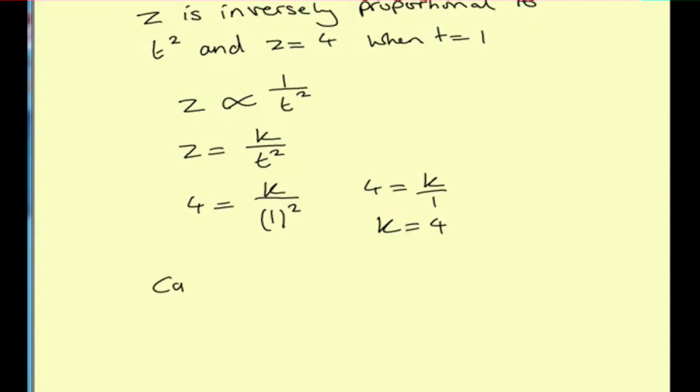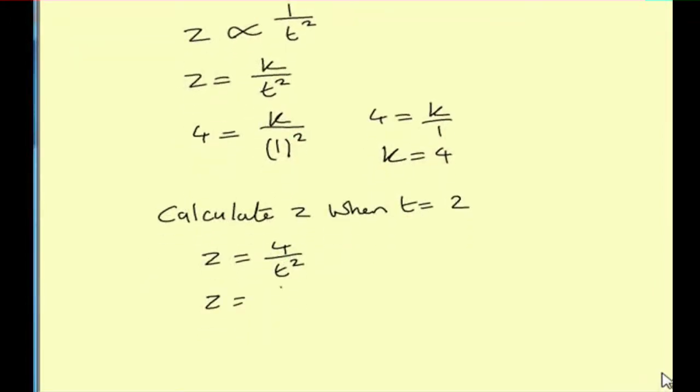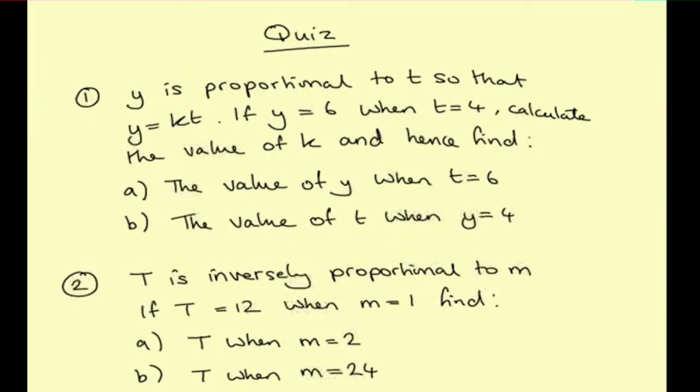So calculate z when t is equal to 2. Well, z is equal to 4 over t squared, so z is equal to 4 over 2 squared, so z is equal to 4 over 4, so z is equal to 1.